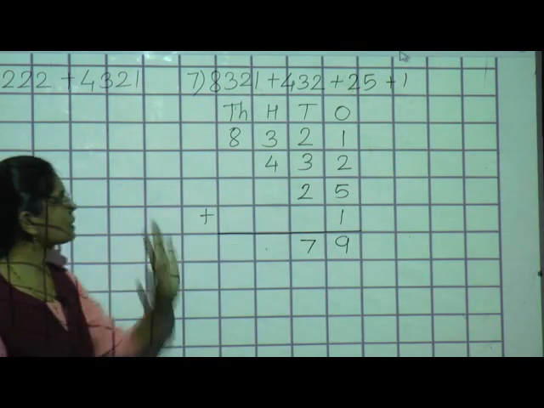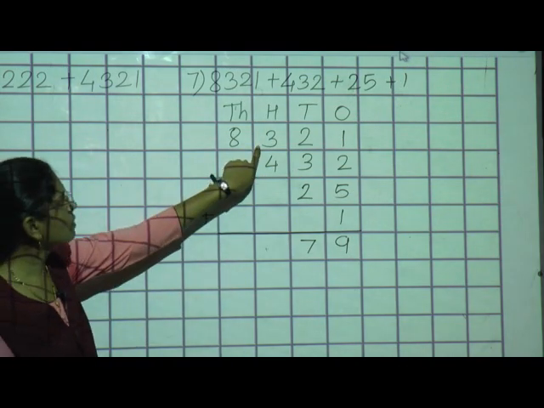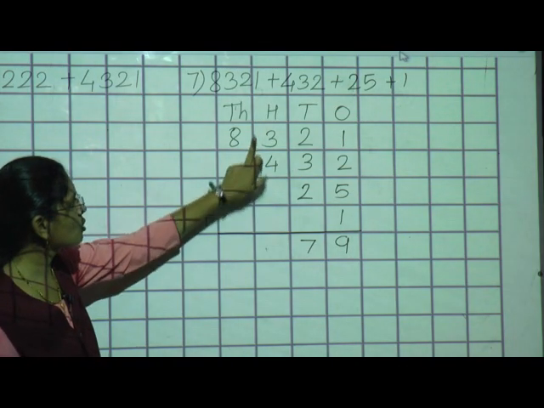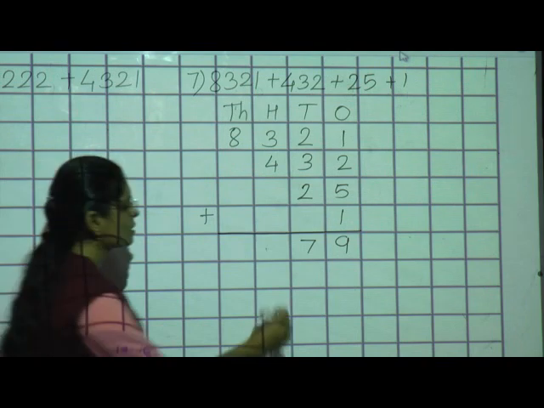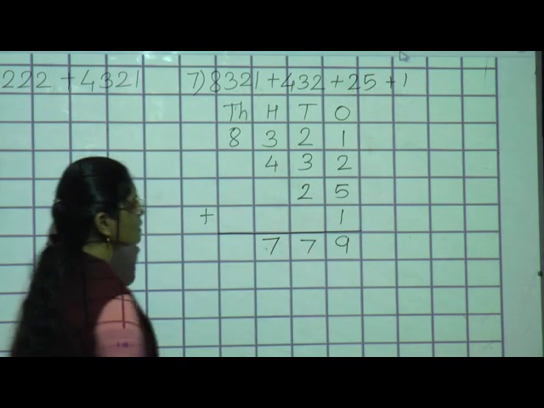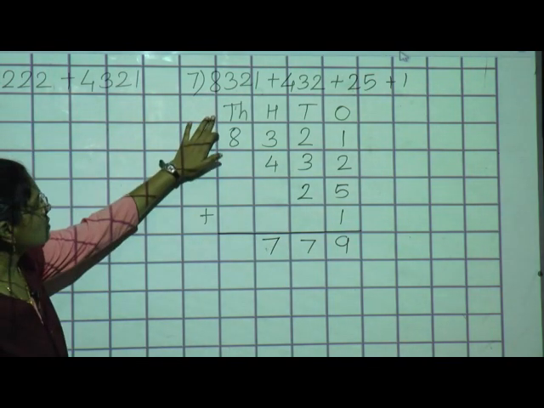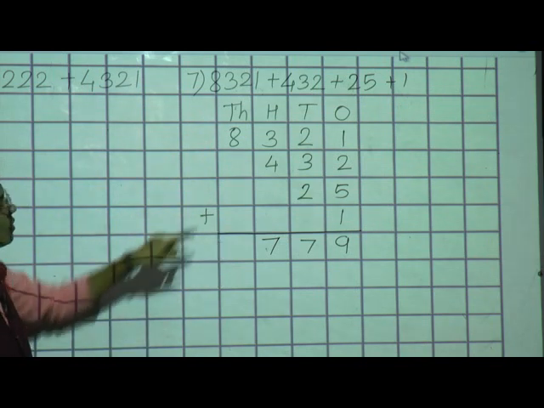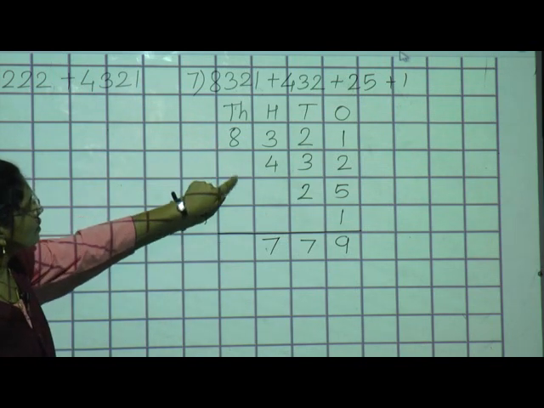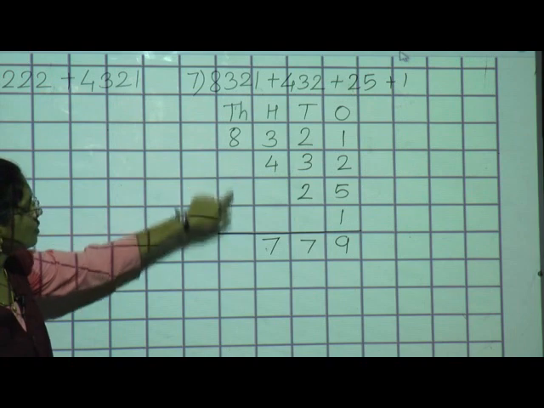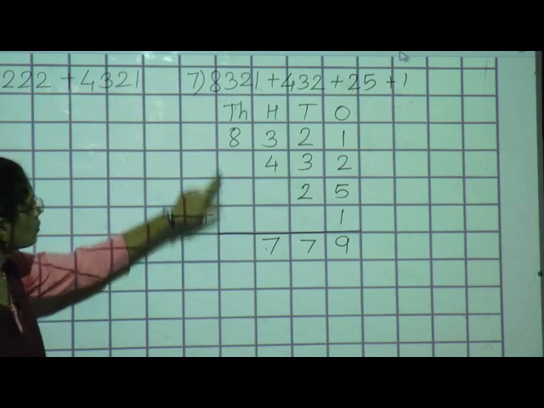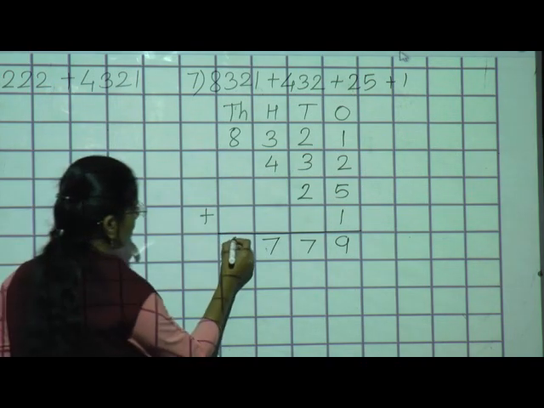5 plus 2, 7. Now see the hundreds place. At the hundreds place here 3 is there and here 4 is there. So 3 plus 4, yes, count the fingers and tell me the answer. 3 plus 4, 7. Now see the thousands place. Here only 8 is there. Here 0, 0, 0 means nothing is there, means we should consider 0. So 8 plus 0, 8.